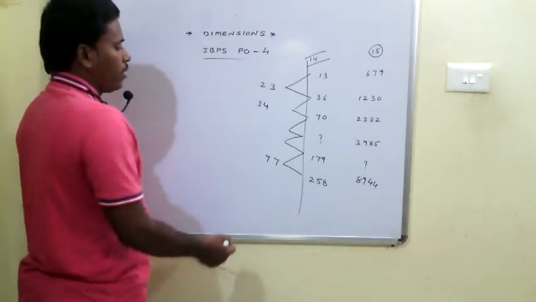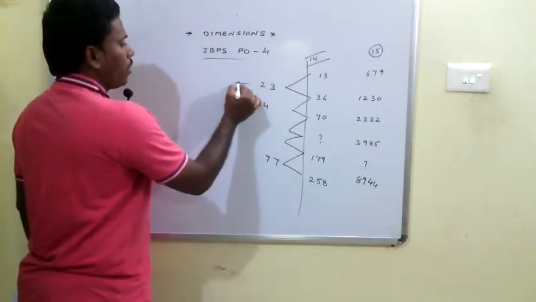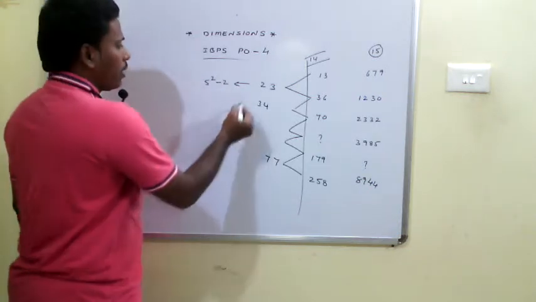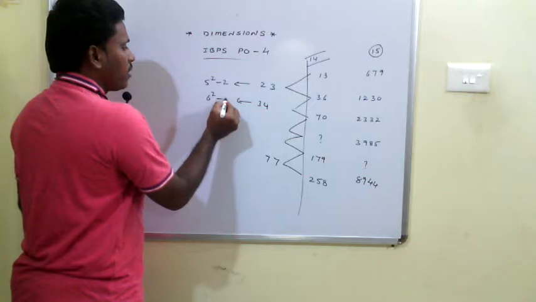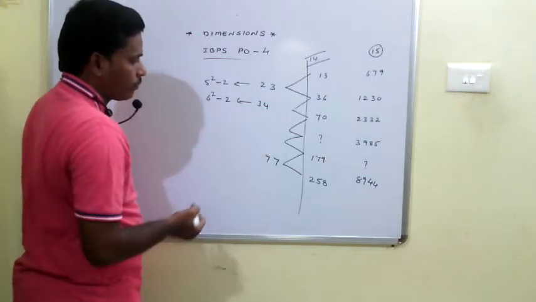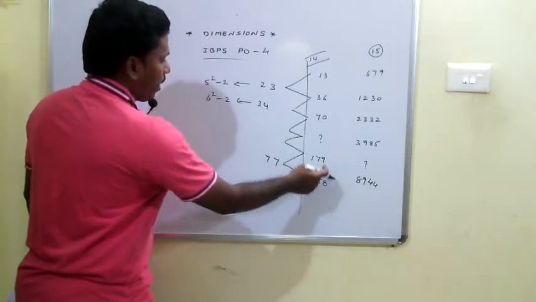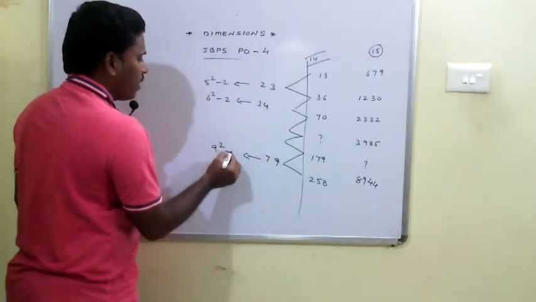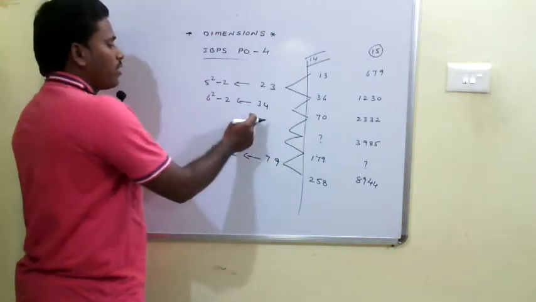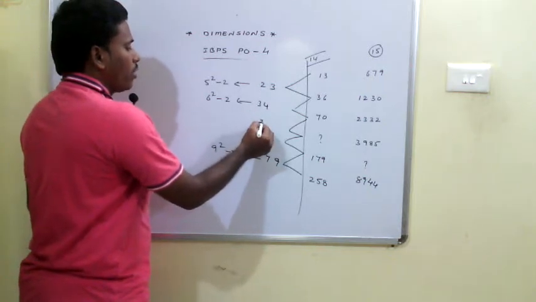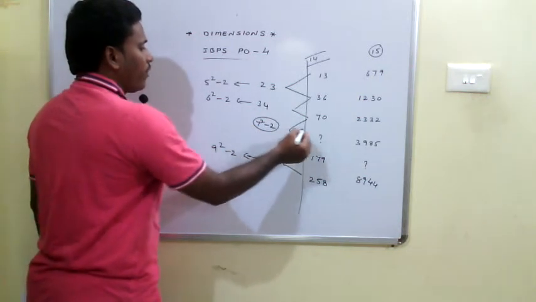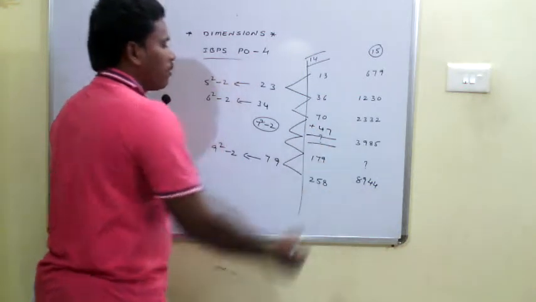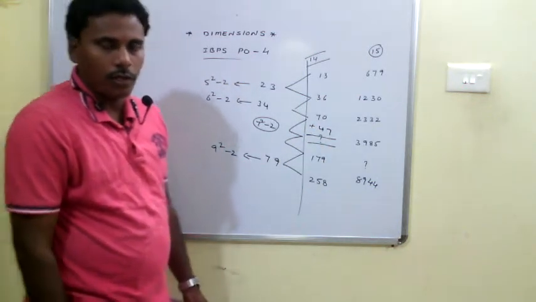Okay, now if you observe, this 23 can be expressed as 5 square minus 2. This 34 can be expressed as 6 square minus 2. Okay, 18 minus 9, this is 9, okay, 79. And this 79 can be expressed as 9 square minus 2. Surely 7 square minus 2, 8 square minus 2. 7 square minus 2 is 47. So this value is 70 plus 47, nothing but 170 is the missing term of the problem.